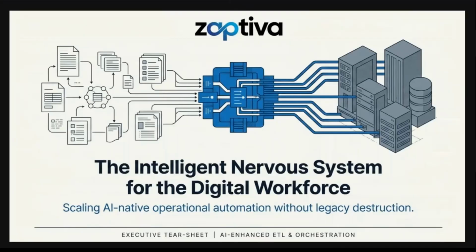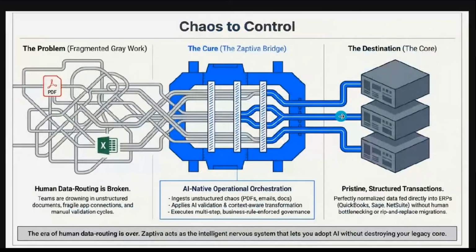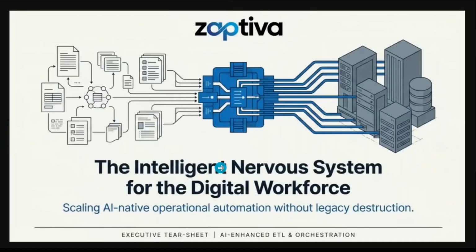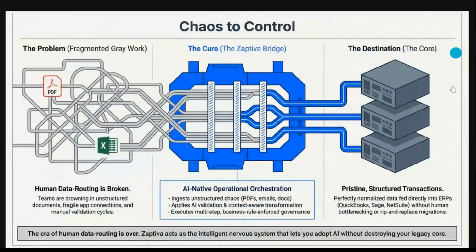Intervention is still needed at times because we can't rely completely on AI to do everything. It does mess up at times, so we will always need that human touch. But essentially, the result is clean, structured transactions flowing directly into existing ERP systems without bottlenecks or disruptive migrations. And that's really the differentiator. Most automation platforms focus on replacing systems, and Zaptiva focuses on unlocking and modernizing the systems organizations already have.